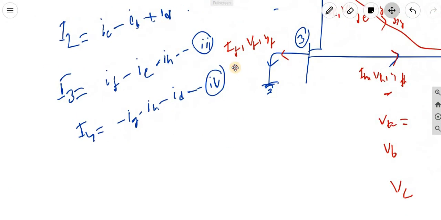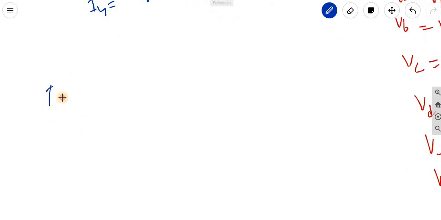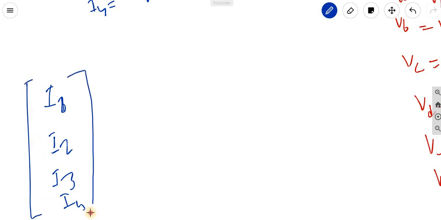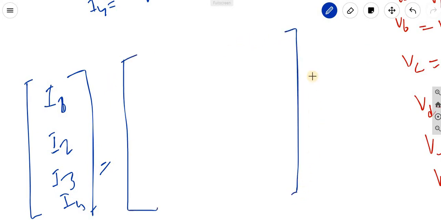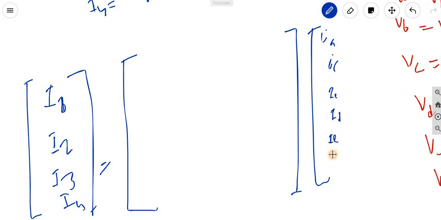So from this equation what we could form? The I1, I2, I3, I4, this also represents a matrix in terms of IA, IB, IC, ID, IE, IF, IG, IH.